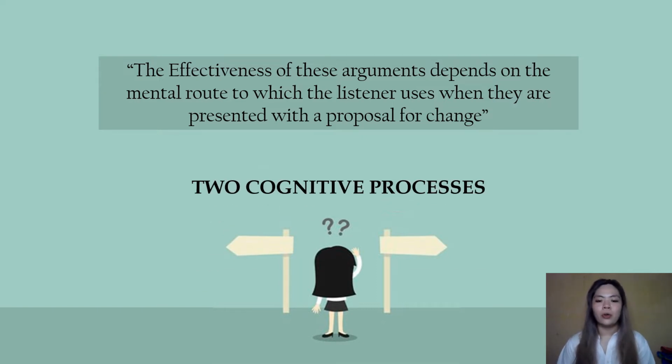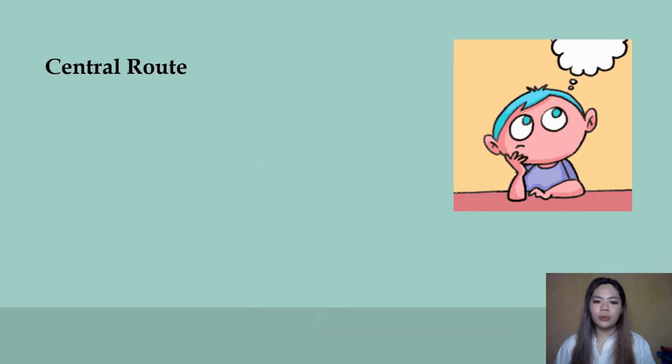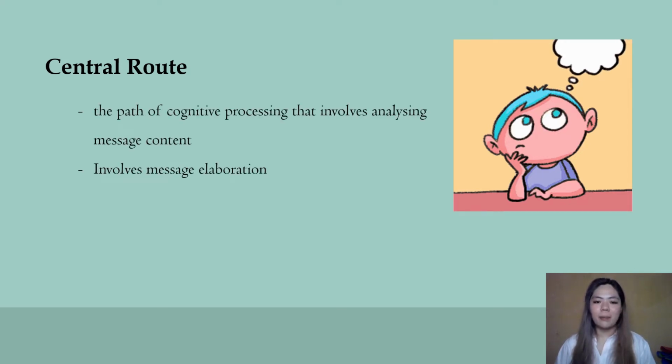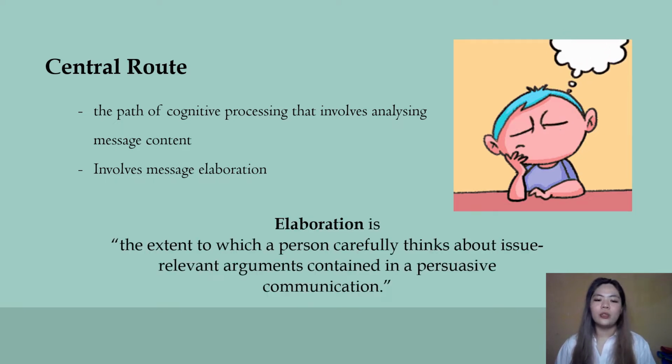Now, there are two types of cognitive processes, the central route and the peripheral route. The central route is the path of cognitive processing that involves analyzing the content of a message. It involves message elaboration. Now, what is elaboration? Elaboration is the extent to which a person carefully thinks about the issue-relevant arguments contained in a persuasive communication.